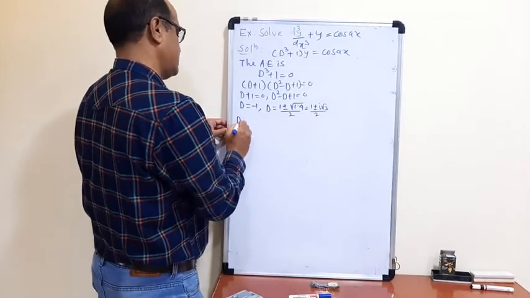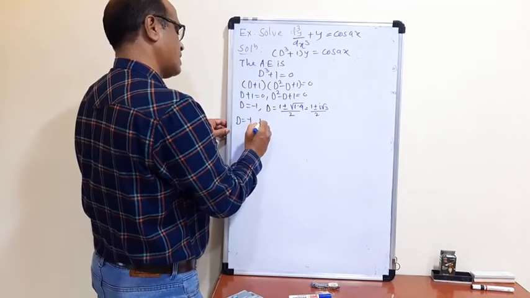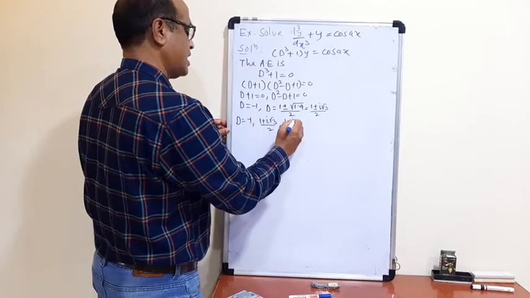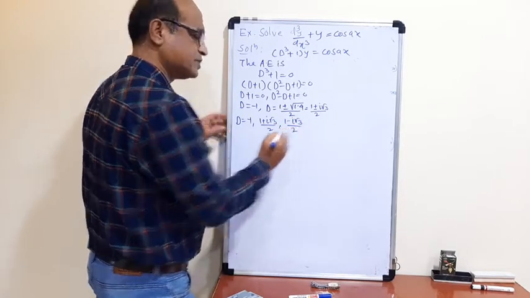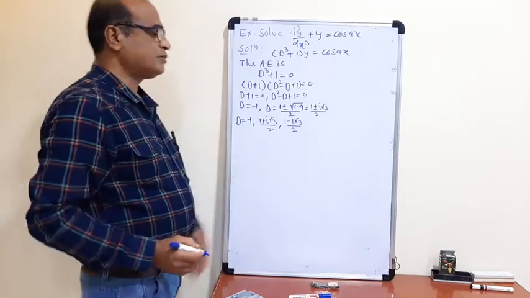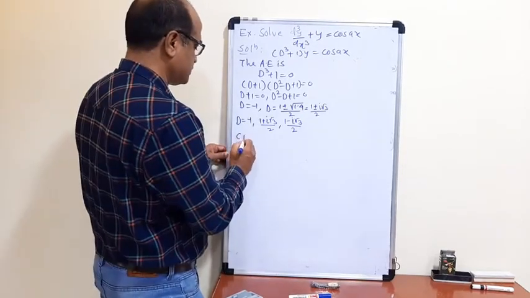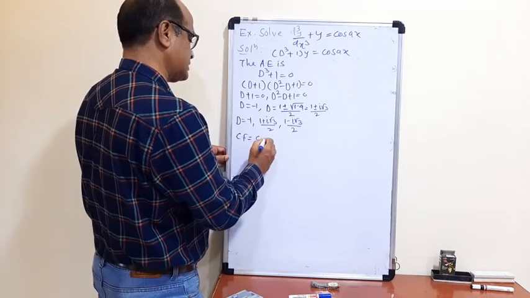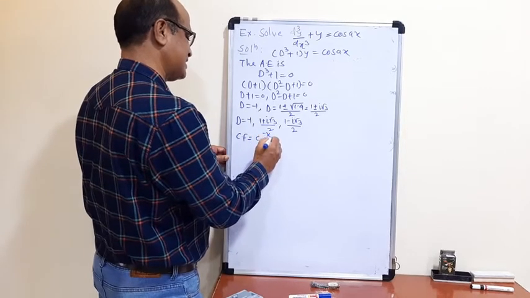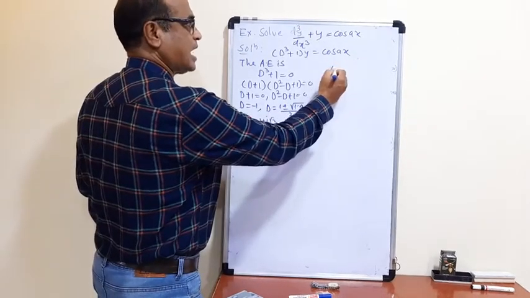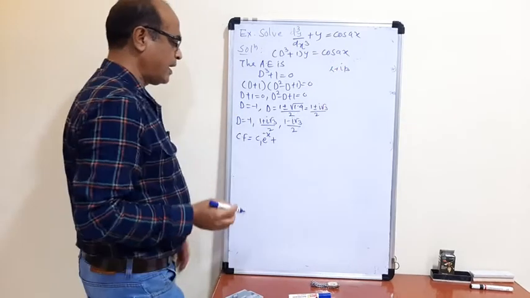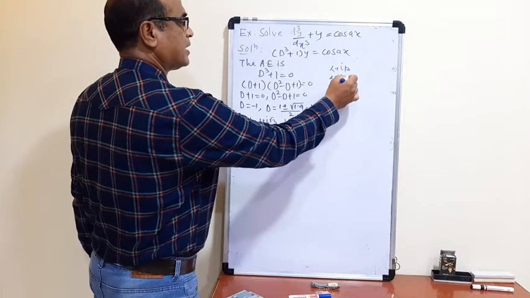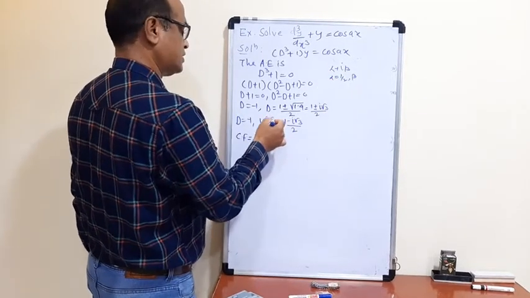So what are the roots here? d is equal to minus 1, 1 plus i root 3 by 2, and 1 minus i root 3 by 2 are the roots. We find the roots of this equation. Then what is the complementary function? CF is equal to c1 e raised to minus x, plus e raised to alpha plus i beta. Alpha is 1/2 and beta is root 3 by 2.